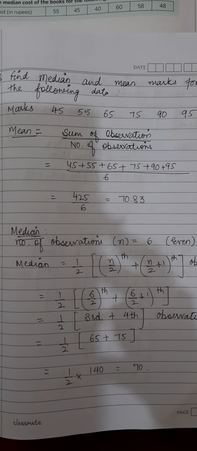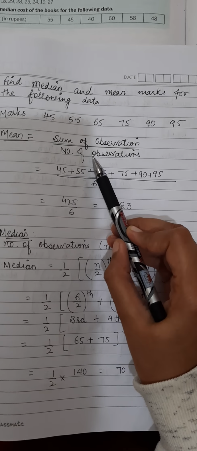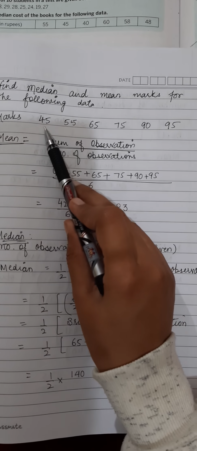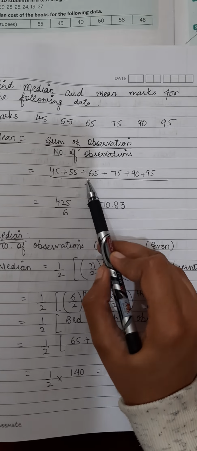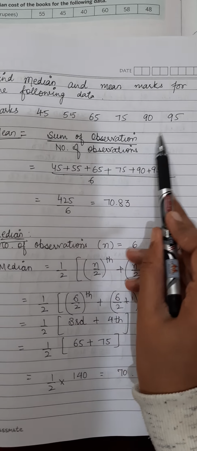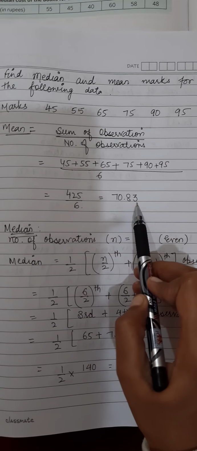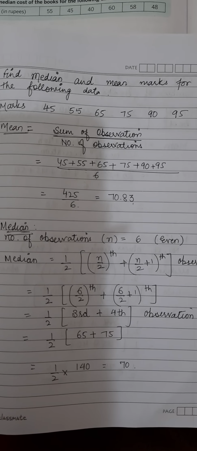Firstly, find the mean. The formula for the mean is the sum of observations divided by the number of observations. What is the sum? Add all of these, divided by 6. Number of observations: 1, 2, 3, 4, 5, 6. 6 are there. You will be adding it and dividing by 6. You will get this answer, 70.83.